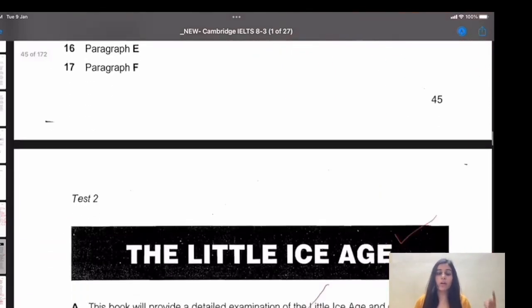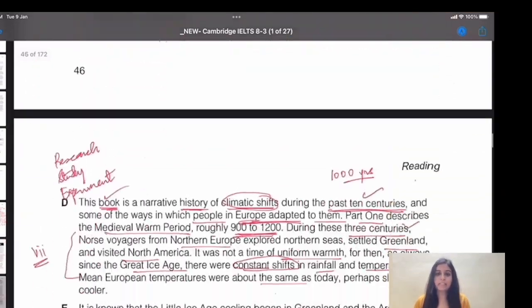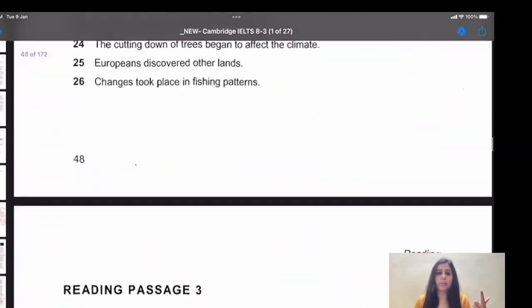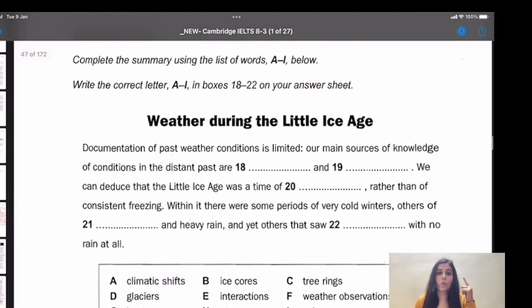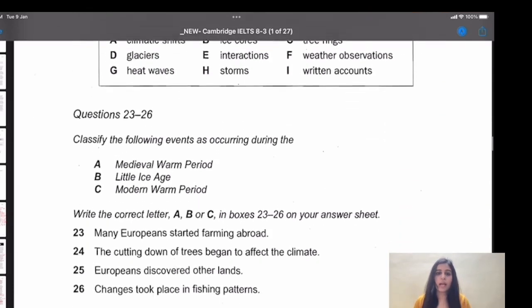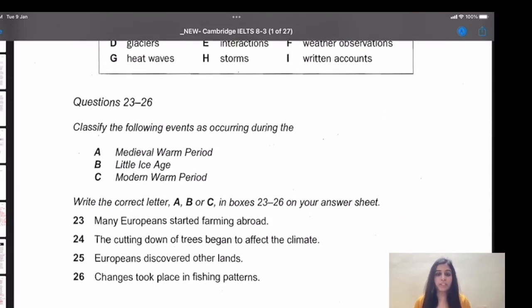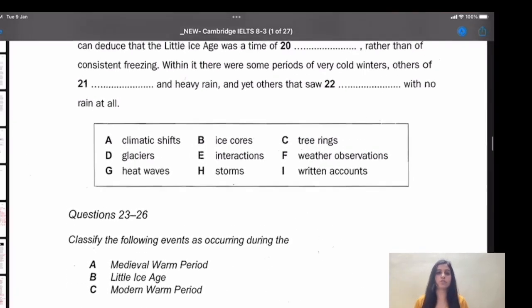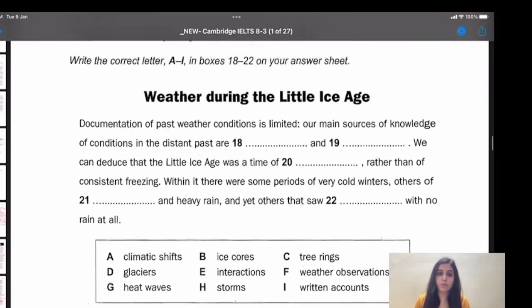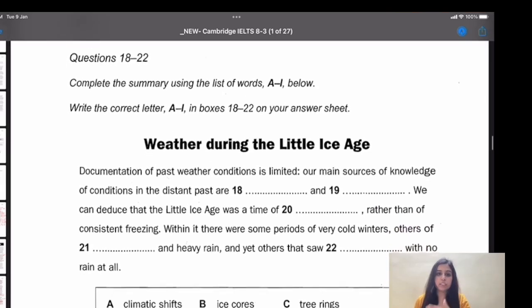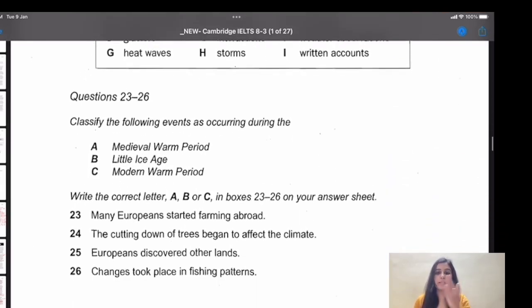In the next video, we'll be solving the same passage and we'll be solving the next set of questions, which are summary and match the events. Okay, so we'll be covering this up. So you can also practice this at home, do it yourself, and then see how I am going to strategize and how I will be solving these questions. So you can keep this as your homework as well. Solve the questions from 18 till 22 and 23 till 26 from book 8, passage 2.